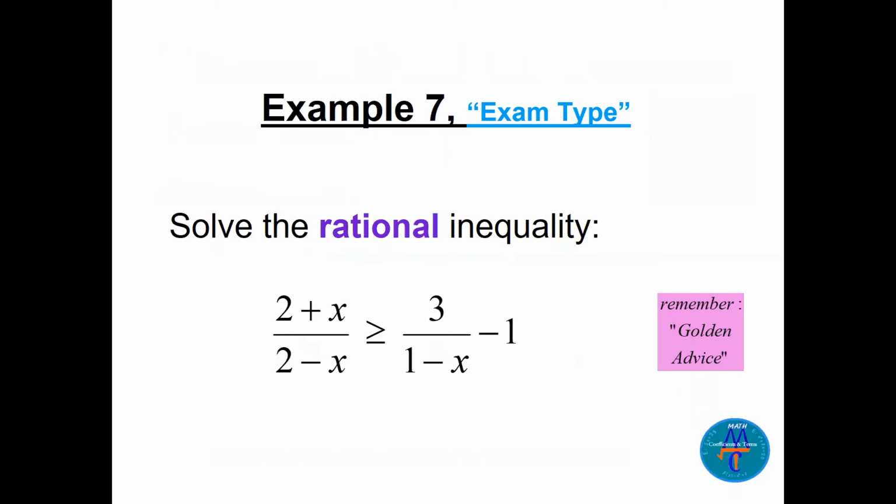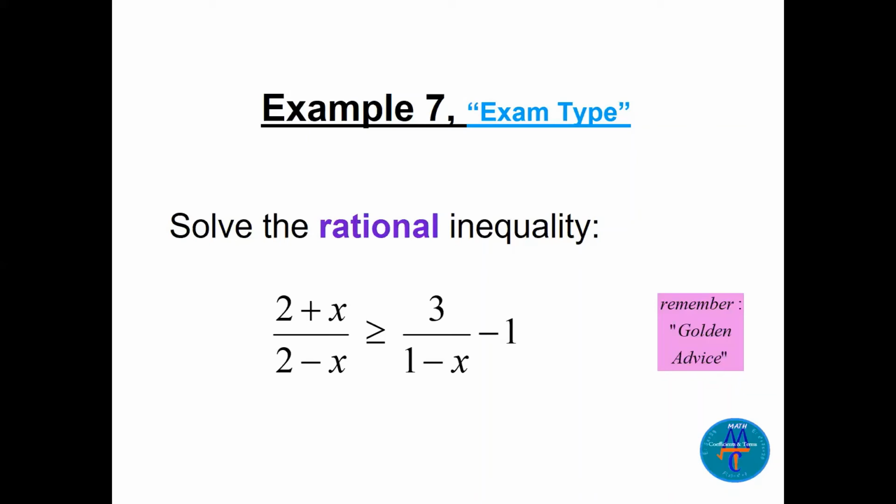Let's see an exam type here. Solve the rational inequality (2 plus x) divided by (2 minus x). That's not an easy question. Greater than or equal to 3 over (1 minus x), minus 1. Now, once you look at the question like this, you have to remember the golden advice. What is the golden advice? Never multiply both sides by the LCD if you have a variable in the LCD. If it is constant, you can do that.